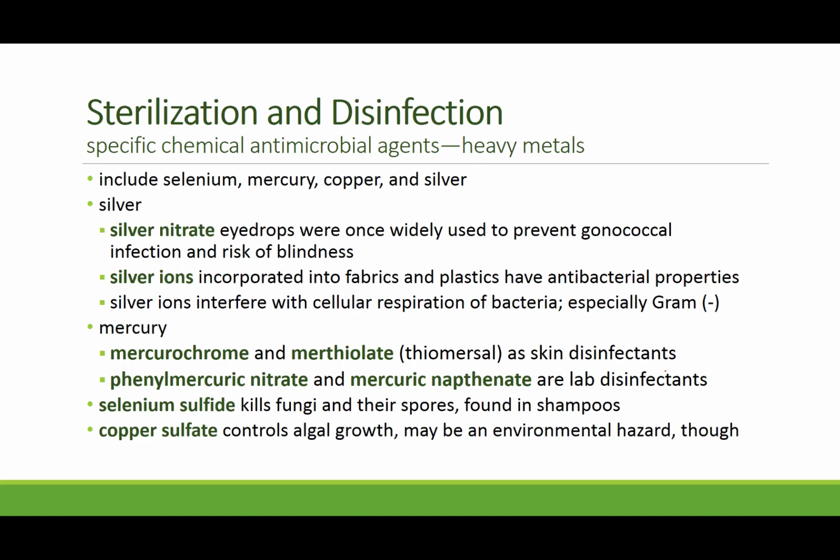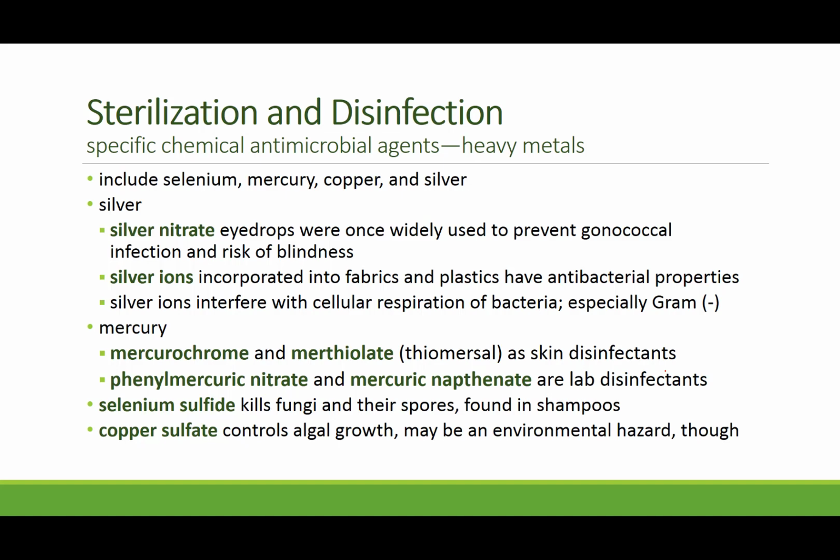Phenylmercuric nitrate and mercuric naphthenate are also used in laboratories as lab surface disinfectants. And then selenium sulfide is used because it's antifungal especially, and we see selenium sulfide in shampoos because people who have heavy dandruff often have fungal infections of the skin of the scalp. And so it's found in these anti-dandruff shampoos. I'm not sure if Head & Shoulders uses selenium sulfide, but a Head & Shoulders type of shampoo would have selenium sulfide in it.